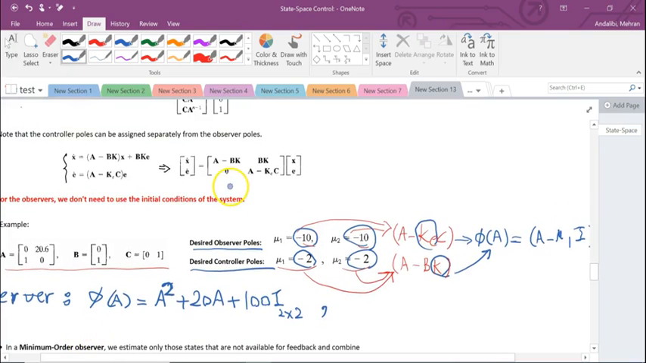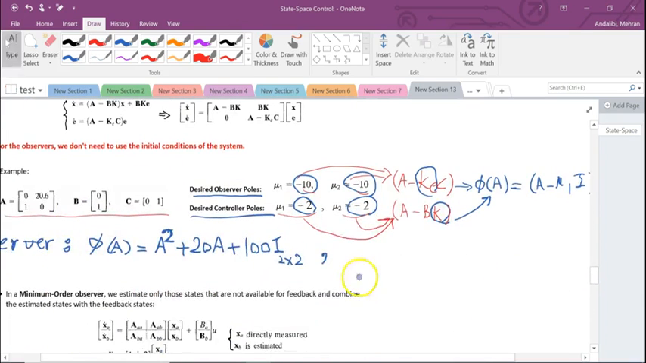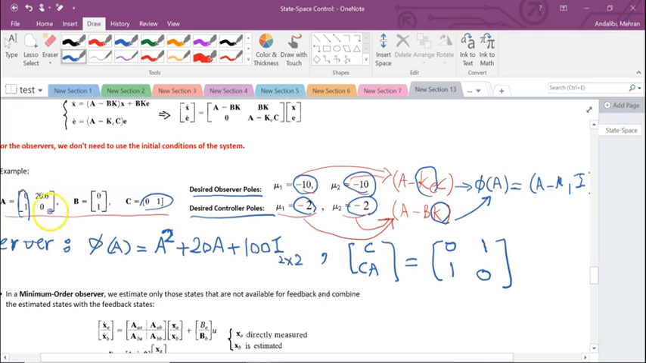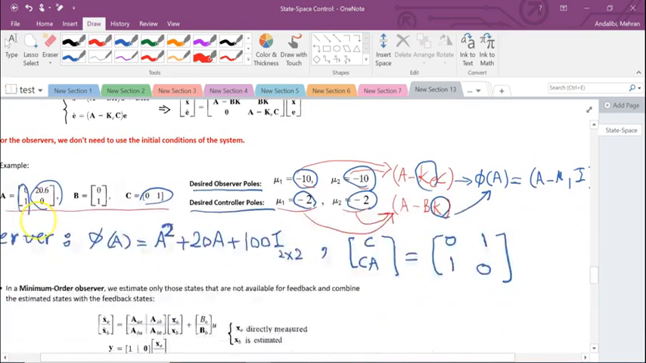And then we need to form the observability matrix C and CA. C in this case is 0 and 1. If we pre-multiply it by A, so 0 and 1 times that, you're going to get a 1, and then 0 and 1 times this one is going to be 0. So that's the observability matrix. Clearly, the determinant of this is negative 1, so it's invertible. And finally, times 0, 0, 1.